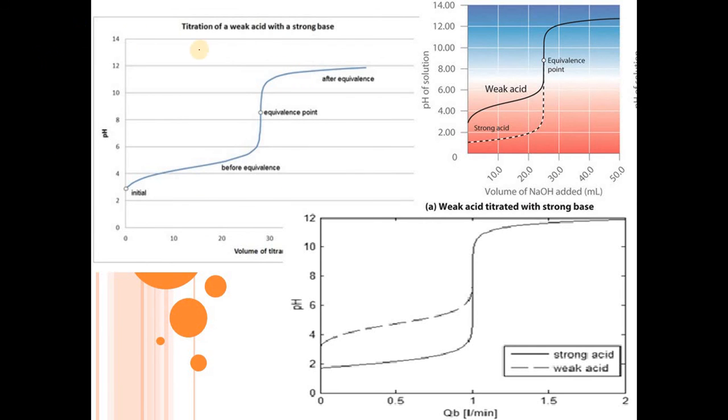Overall, in the titration of a weak acid with a strong base, we get an initial pH of 3, which increases steadily, and at a certain point it becomes constant, and again we get the curve like this. In the case of a strong acid the curve is like this, but the weak acid curve is like this. So this is the difference between weak acid and strong acid titration against strong base.